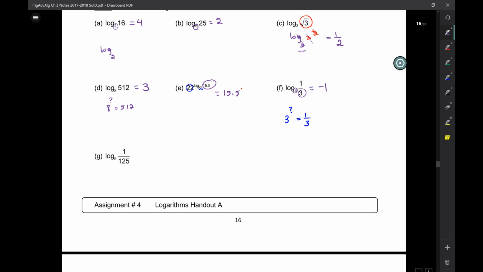So just forget about the fraction. 3 to the power of what gives you 3? Well, it's a 1. And anytime you're going back and forth between a whole number and a fraction, the exponent is going to be negative. All right? So that's how we would do it.